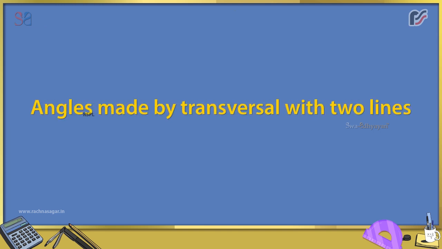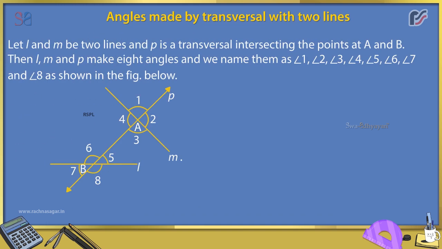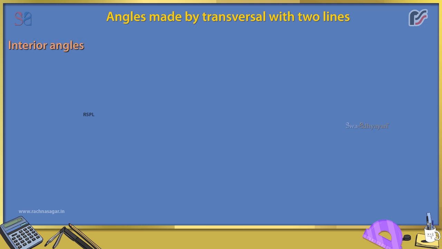Angles made by a transversal with two lines. Let L and M be two lines and P a transversal intersecting them at points A and B. Then L, M and P make 8 angles and we name them angle 1, angle 2, angle 3, angle 4, angle 5, angle 6, angle 7 and angle 8 as shown in the figure below. The 8 angles marked 1 to 8 have their special names.